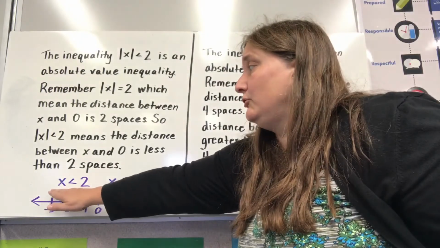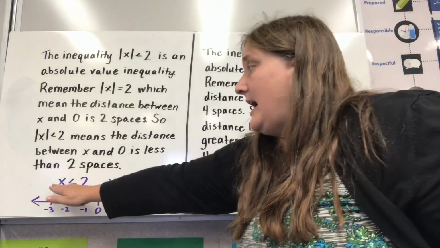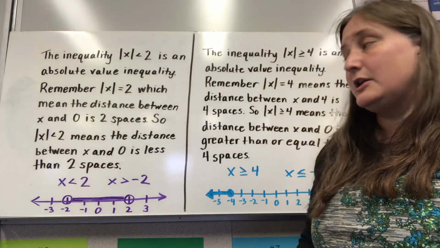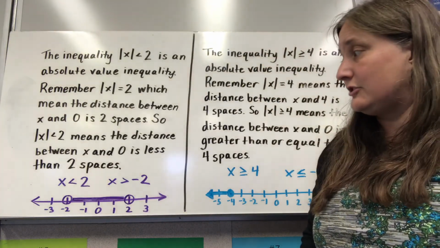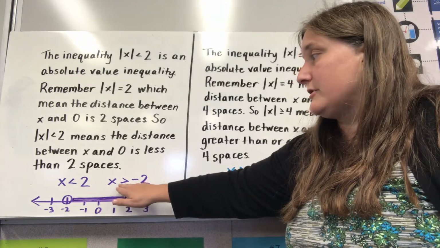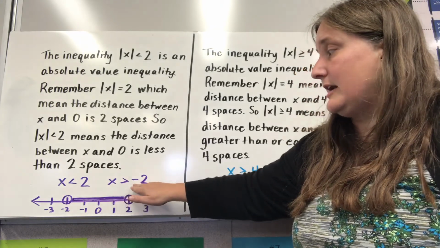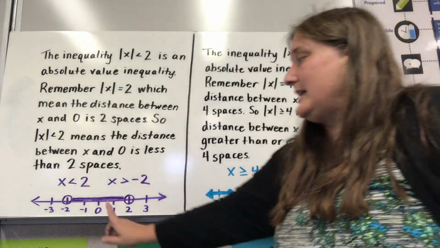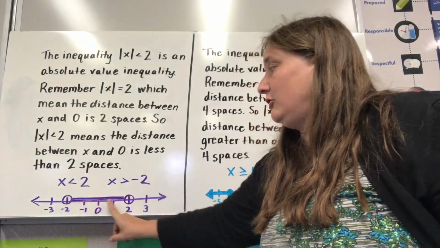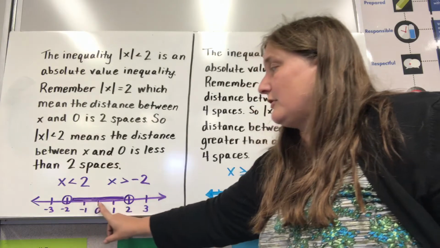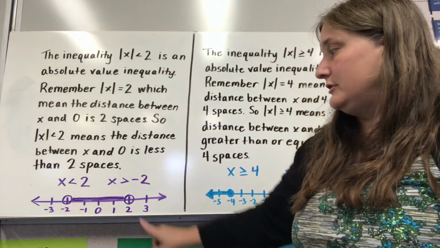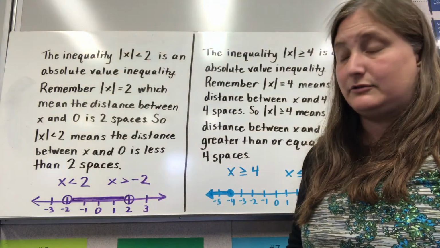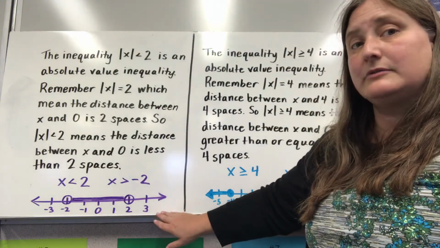I can write 2 different inequalities. x is less than 2, or because it could be 2 going the other direction, x would be greater than, I flip the sign here, negative 2, and I change this to the opposite. So basically, anything that is less than 2 spaces from 0 fits in this inequality. Notice I have open circles here because it never said it could be exactly 2 spaces. This is a compound inequality.